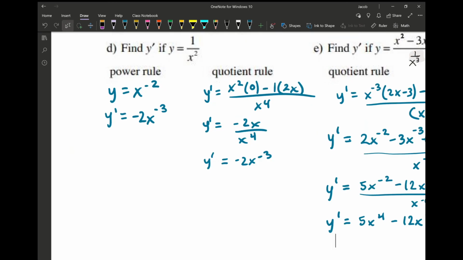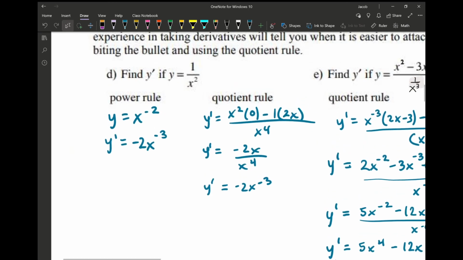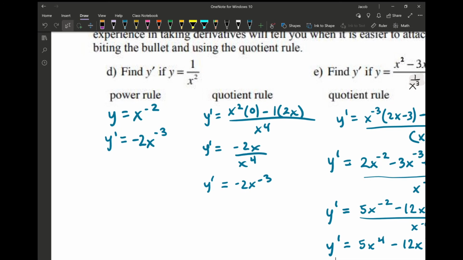Holy cow, the quotient rule is a lot more work in some cases, and that's what this last part was trying to prove. So the power rule, if you can rewrite, is the much easier way to go. There you go, versus 3 lines.